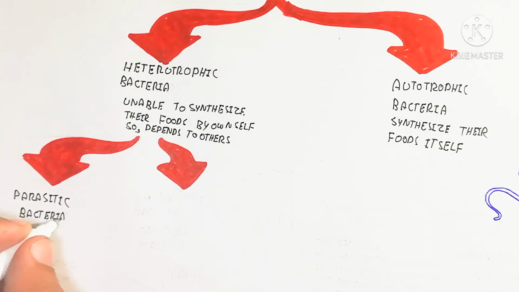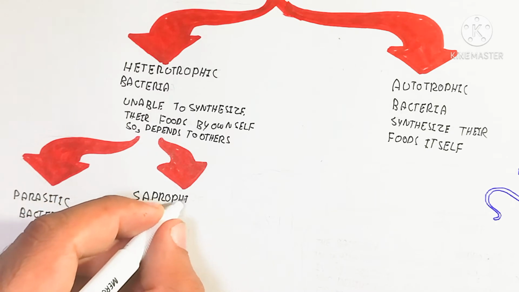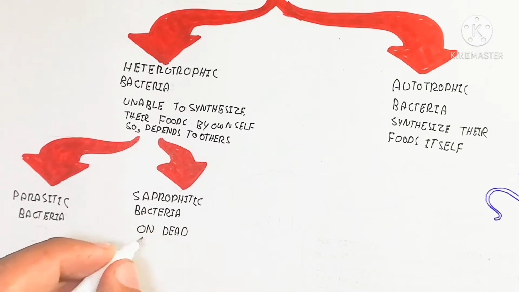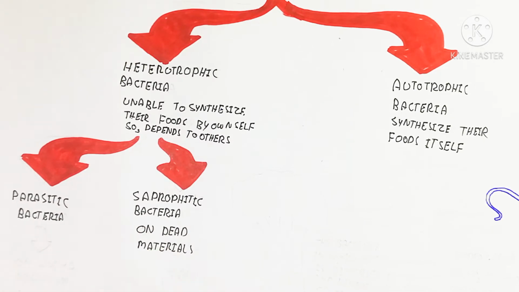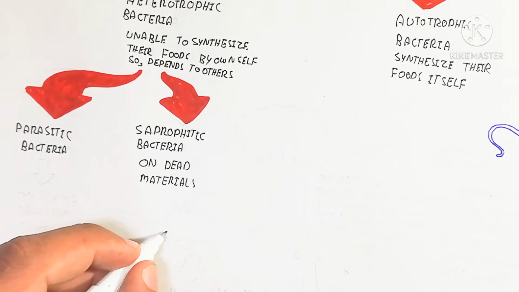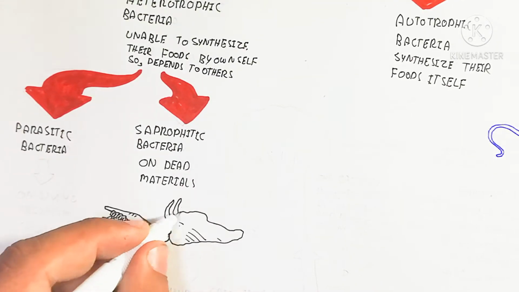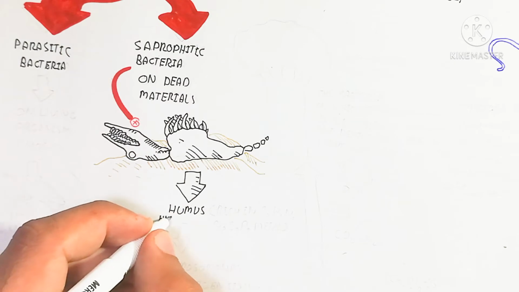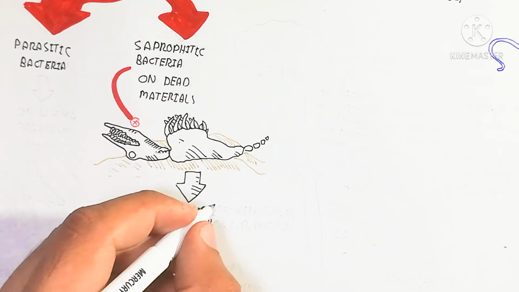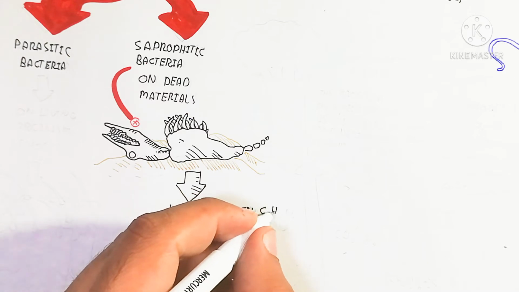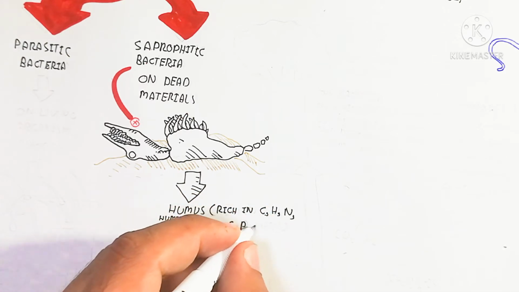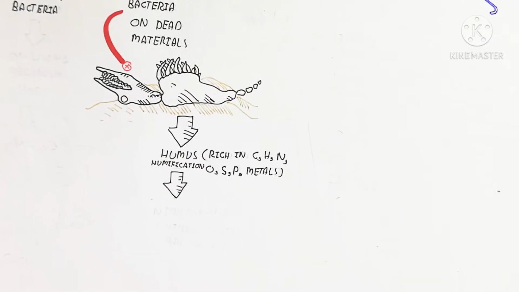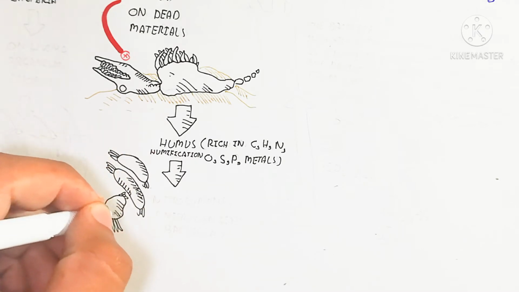Heterotrophs are of two types, parasitic bacteria and saprophytic bacteria. Parasitic bacteria use a host, for example a human being infected by the bacteria. Saprophytic bacteria rely on dead material, for example dead buried living organisms, which through proliferation and digestion produce humus. This is known as humification. Humus is rich in carbon, hydrogen, nitrogen, oxygen, sulfur and phosphorus as well as metals.